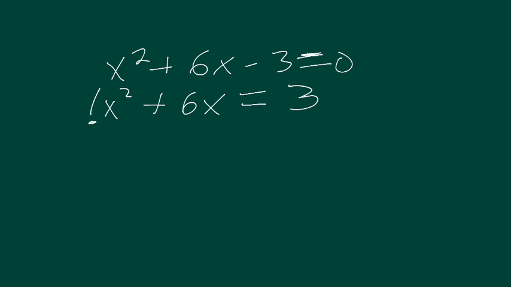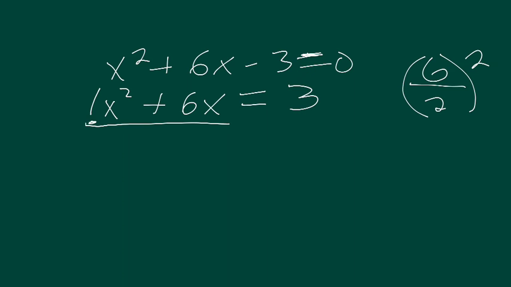So now we're going to make this left-hand side a perfect square trinomial. So we're going to take the b value, which is 6, divide it by 2, and then square that answer, which would be positive 9. That's the value we're going to add to both sides of the equation.